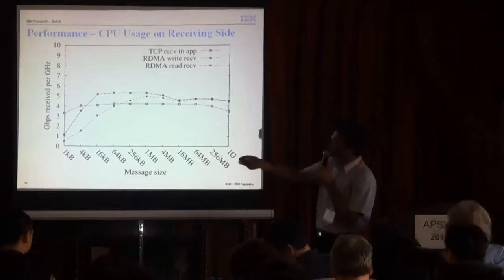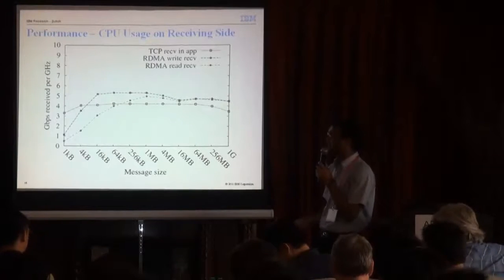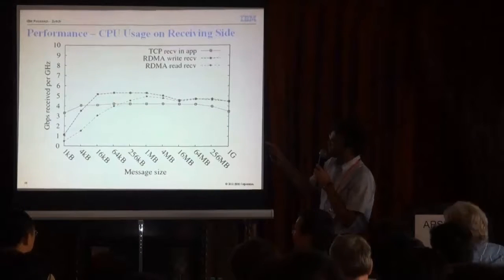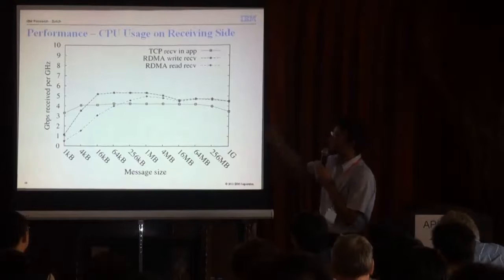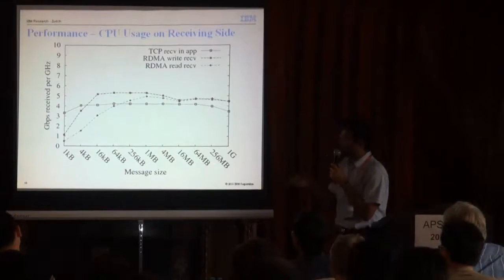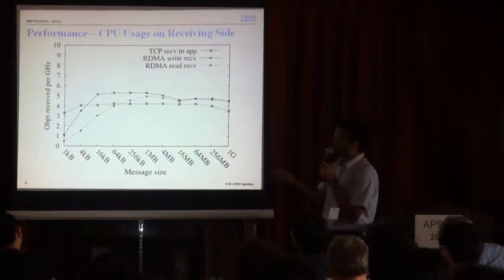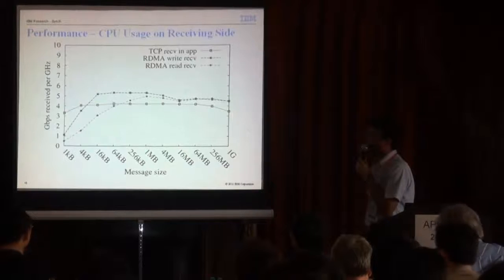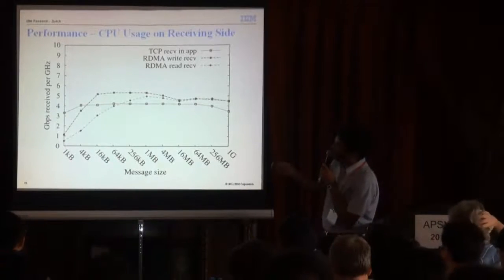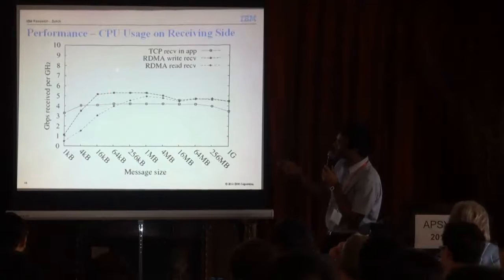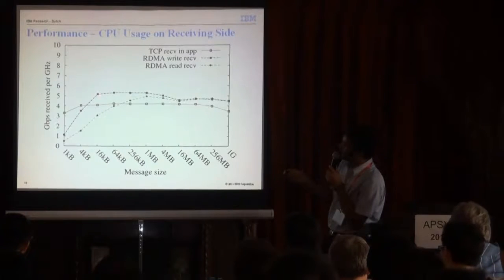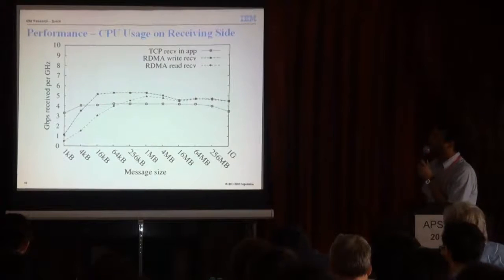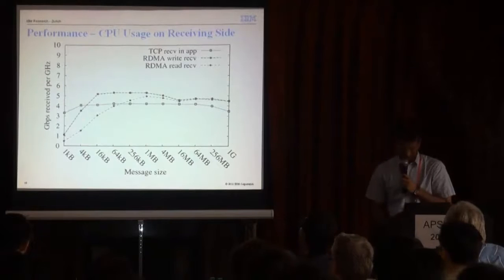So in this graph, on the y-axis, you have gigabits received per second per gigahertz of the CPU, and this is the message buffer size. As you can see, TCP is able to manage around 4 gigabits per second using 1 gigahertz of the CPU. And after modestly large buffer sizes, we managed to pull around 5.3 gigabits per second from the same setup and same stack.